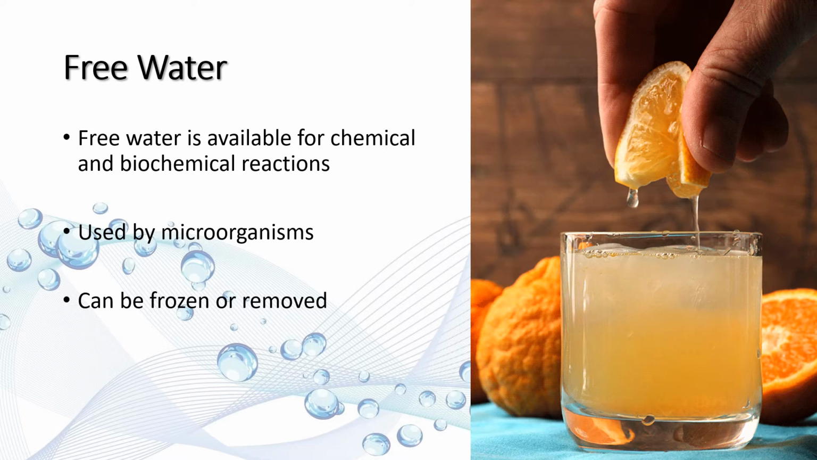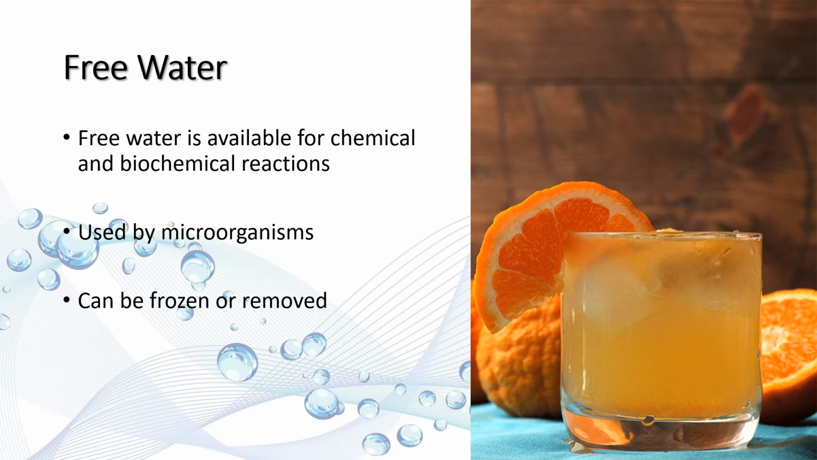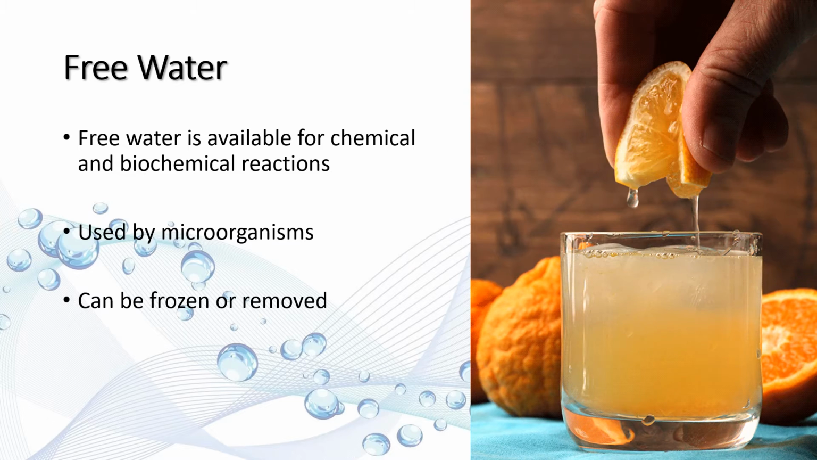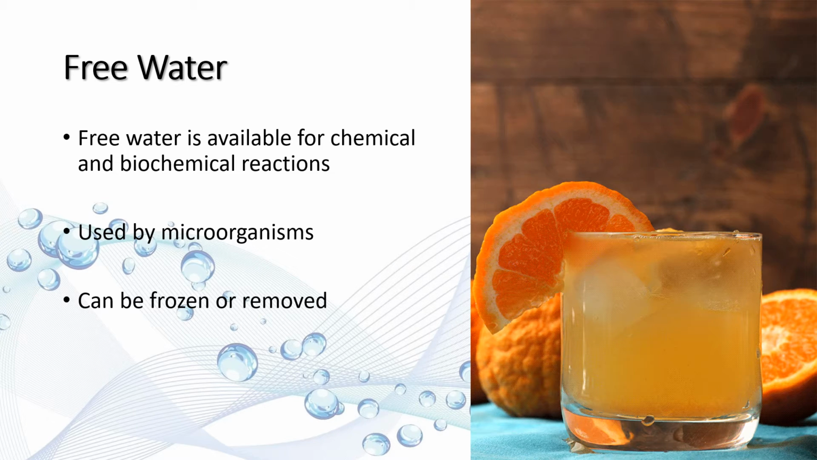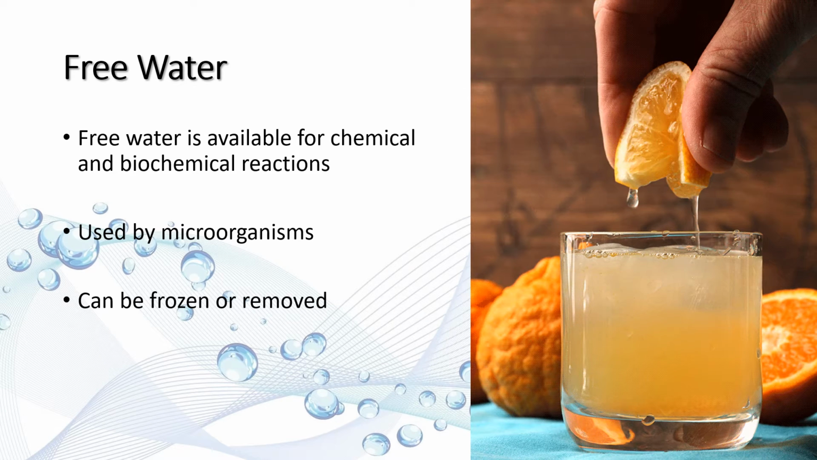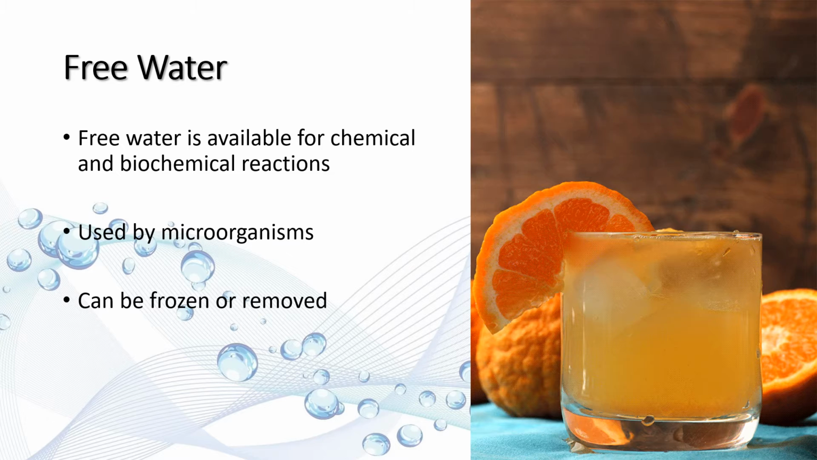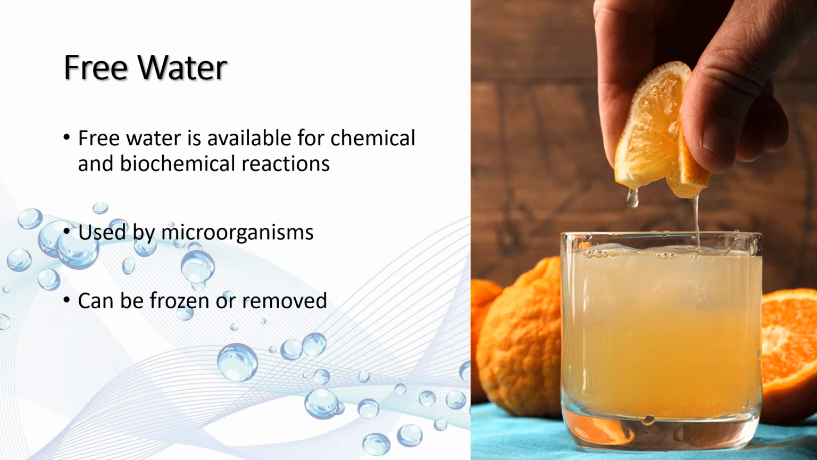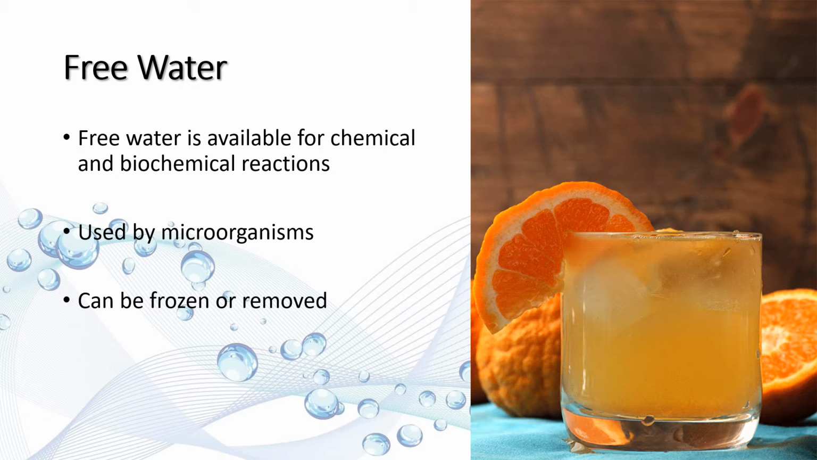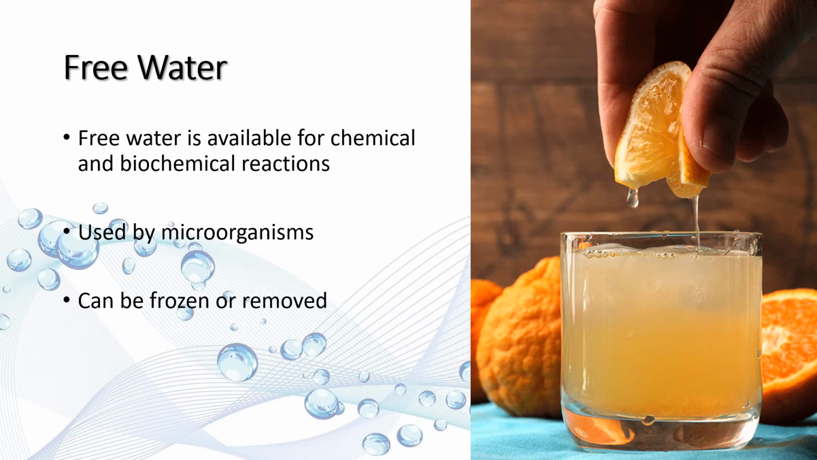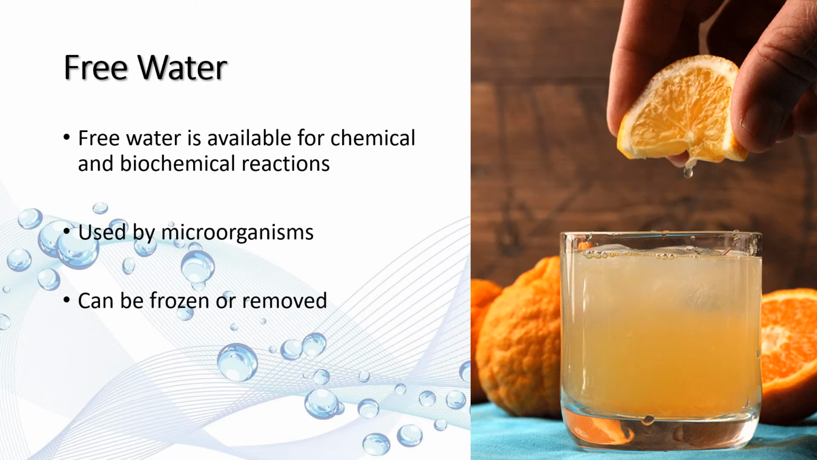The water which is present in fruits and vegetables, which we can see with our eye, is free water. This water can be frozen during freezing or removed during the drying or dehydration process, or we can squeeze it out in the form of juice. Free water is available for chemical and biochemical reactions, and it can also be used by microorganisms. So we can say that food that is high in free water content can spoil very quickly.